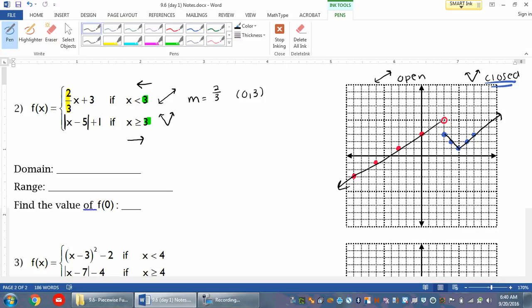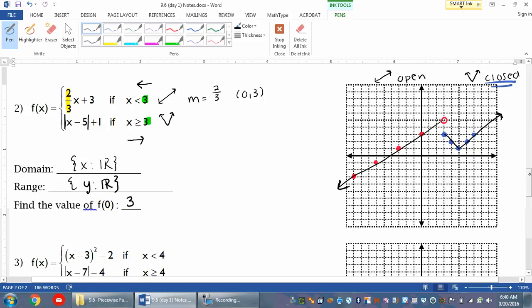Domain, again, pretty simple. Because I have arrows on both sides, my domain is going to be all real numbers. My range, see how I have one going down and one going up? On the previous example, they were both going up. So that's why I used greater than or greater than or equal to. If they were both arrows going down, I would use less than or less than or equal to. And if they're opposite, it's going to be all real numbers. And finally, f of 0 is 1, 2, 3.